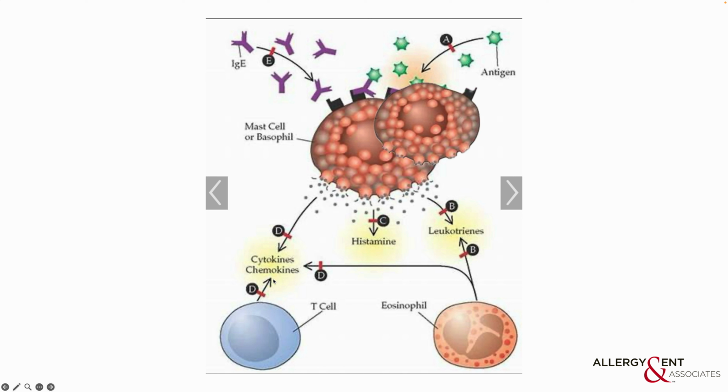It also releases cytokines, which make you stuffy. That's what Flonase and Nasonex are for. And it releases leukotrienes, which make you congested. That's what Montelukast, or the brand name Singulair, is for.